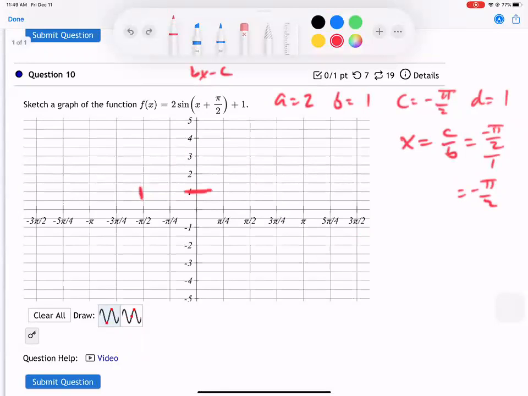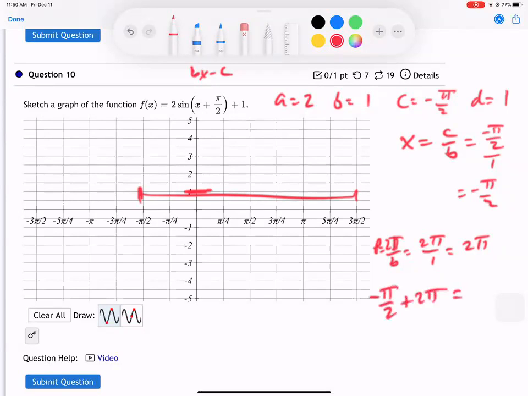Now, how long does it take us to finish the graph? Our B value is 1, so the period is 2 pi over B, which is 2 pi over 1. That means our graph is just 2 pi long. So, where is 2 pi here? 2 pi doesn't fit on this graph. Oh, wait, it does now because we shifted over. Now, where would 2 pi stop? We said our trick was to add your starting value to your period, and that tells you when our ending value would be. So if you look at me, I have to actually do the work because I don't know where it's going to stop.